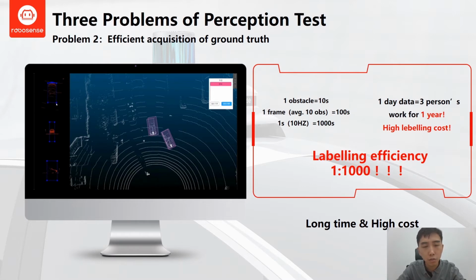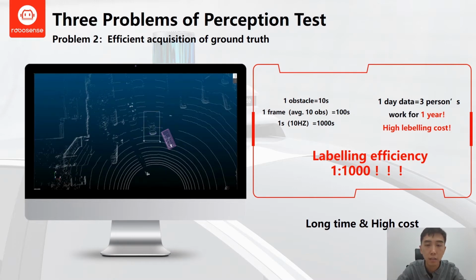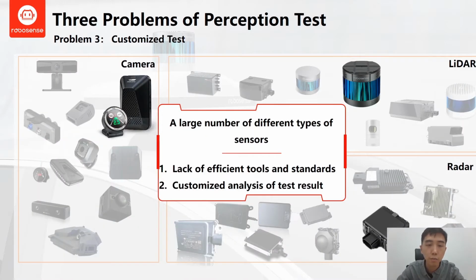These two problems are all about the acquisition of the ground truth. And after we get the ground truth data, we need to run the test. So the third problem is about the test.